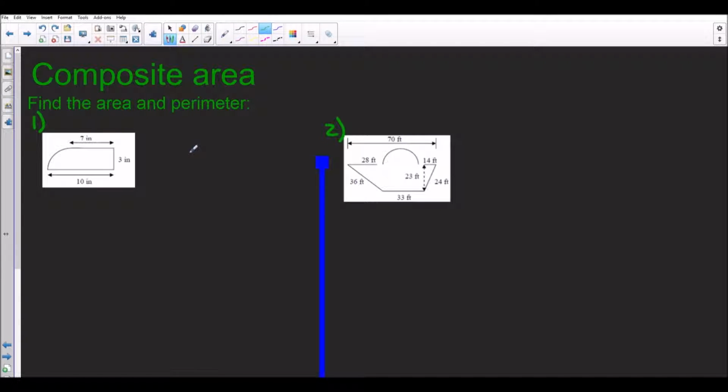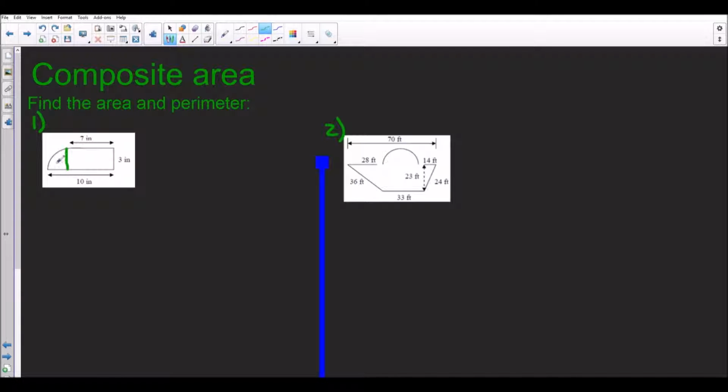So in this video, we're going to be finding the area and perimeter of composite shapes. And all that means is that it's more than one shape stuck together. So if we look at this one here, we can see that it's actually a rectangle stuck together with a quarter of a circle. And we know how to find the area of a rectangle, and we know how to find the area of a circle.